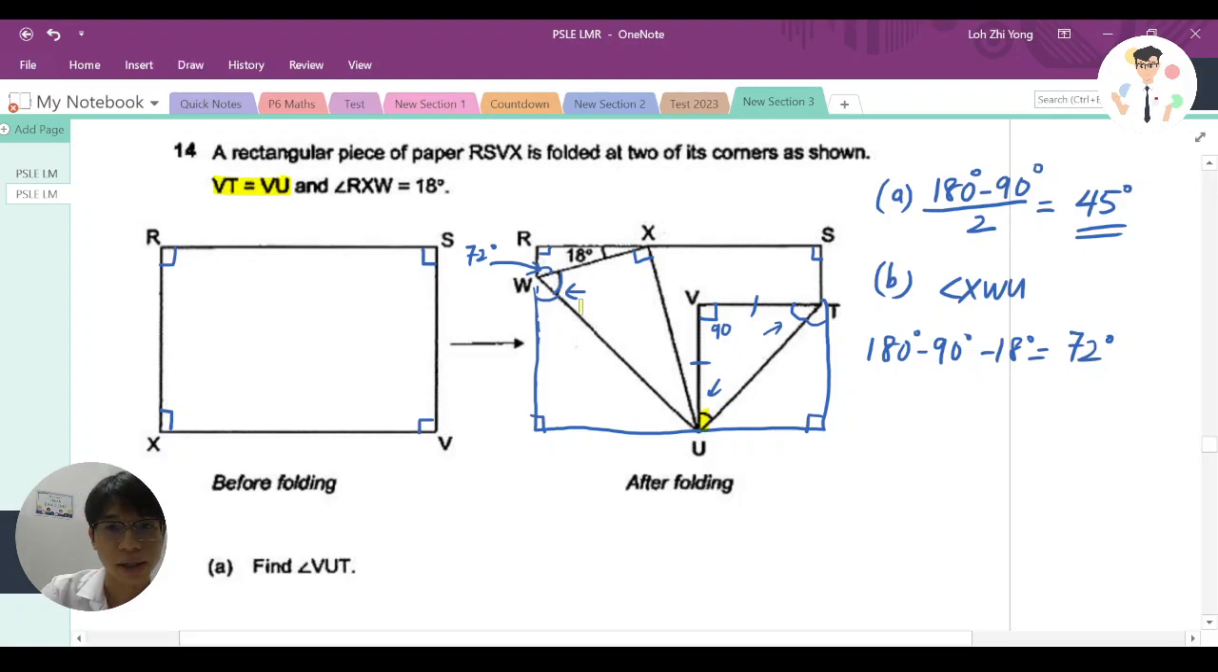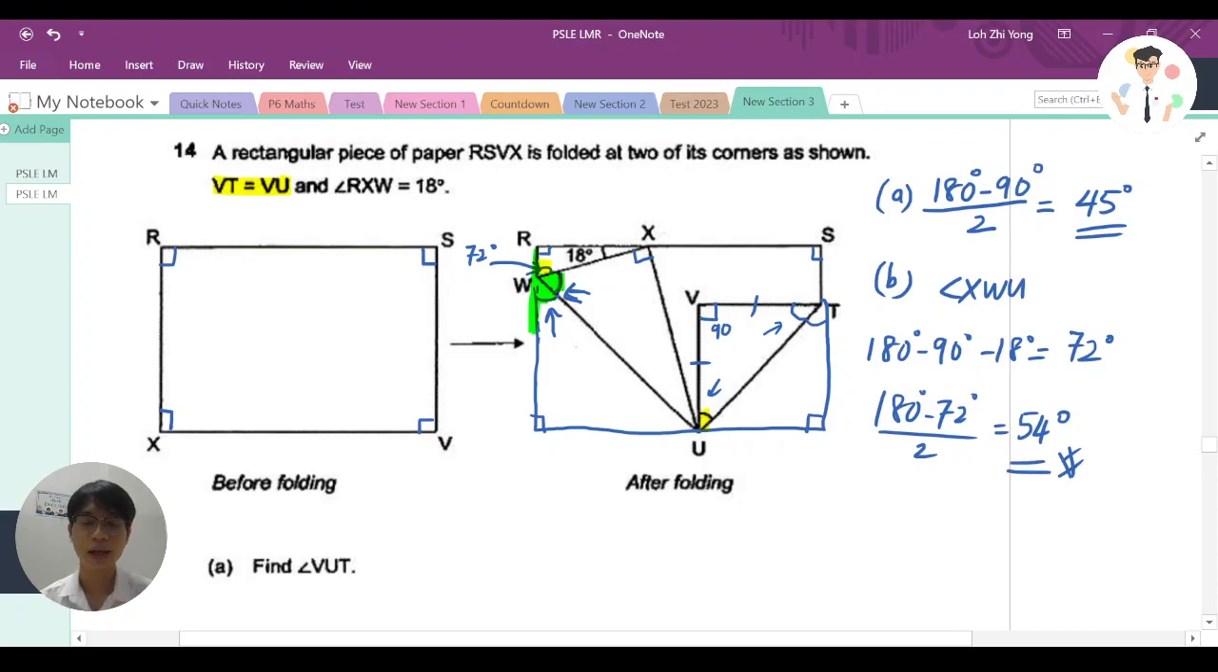Okay, let me just quickly highlight. Here is 72. And you know that this is a straight line, and you know these two angles are the same. So what I'll do, 180 minus 72, divide by 2. Why? Again, these two are the same because they are being folded up. So 180 minus 72, then I divide by 2, then I get the answer, 54 degrees. And that will be the final answer. So here will be 54, and of course here will be 54 also. And XWU is 54. Okay?